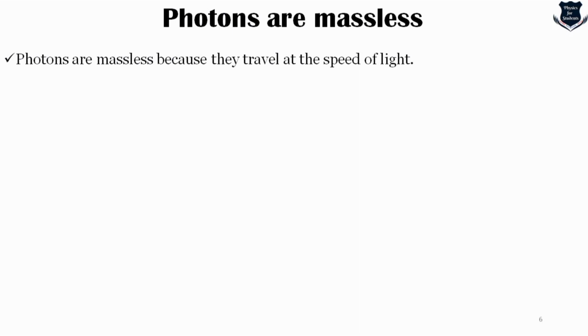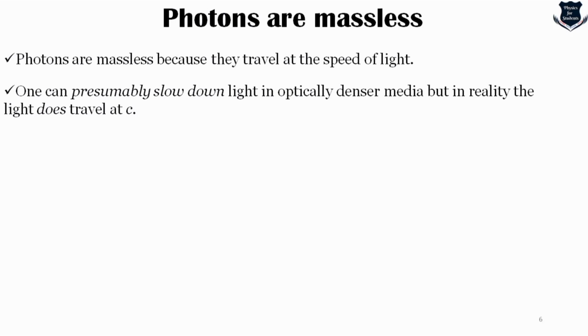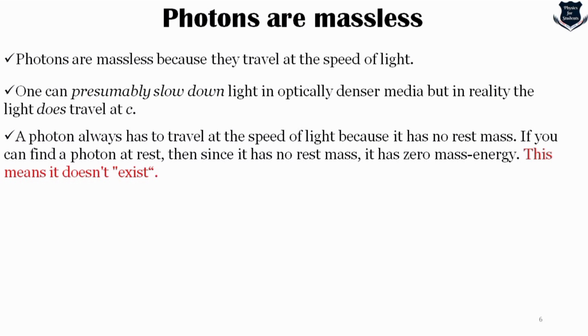So we know that photons are massless because they travel at the speed of light. A photon is a packet of light, well, actually a packet of electromagnetic radiation. You can have X-rays, gamma rays, ultraviolet rays, infrareds, microwaves, etc. Now, one can presumably slow down light in an optically denser medium, right? But in reality, the light travels at c, that is the speed of light.